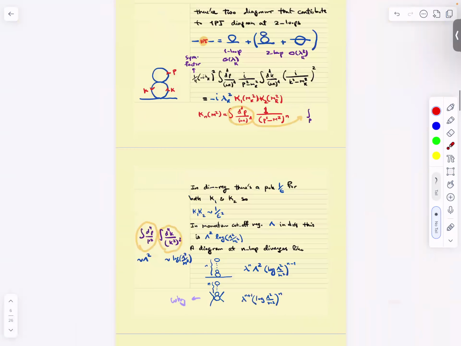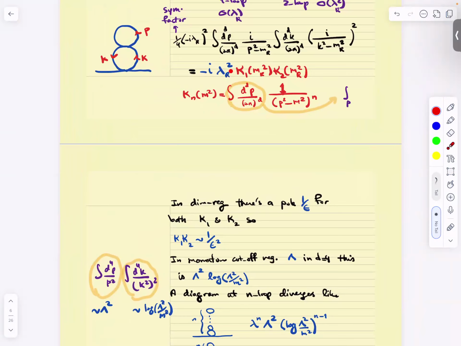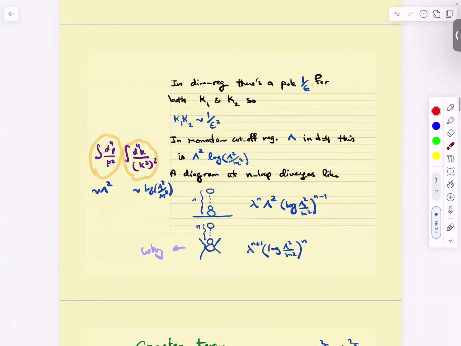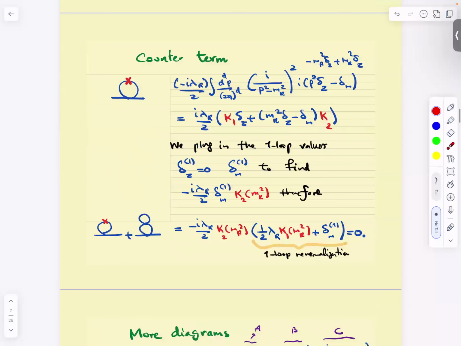The diagram we had was minus i lambda r squared k1 k2, right? So that's minus i lambda r squared k1 k2. Oh, here it's important. I'm also putting in the symmetry factors of the diagrams, right? So the symmetry factor of this diagram is 2. The symmetry factor of this diagram is 4, right? They should cancel.